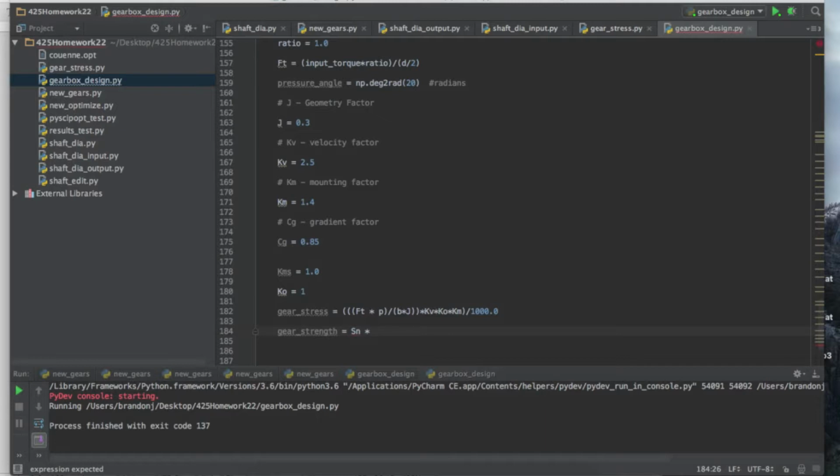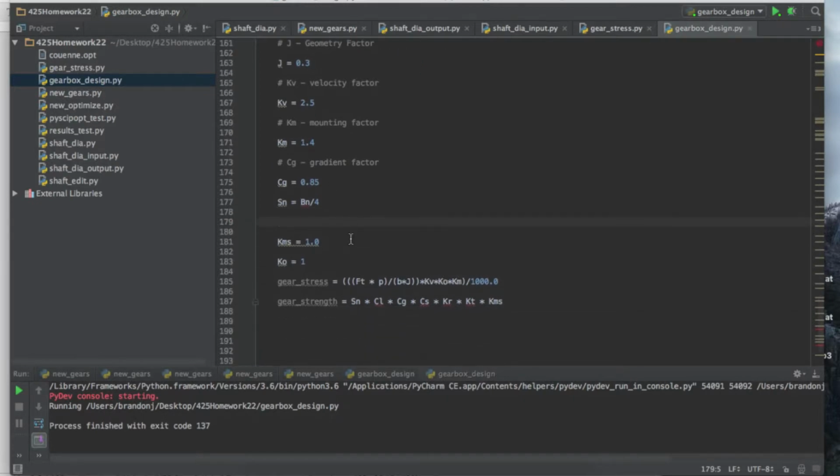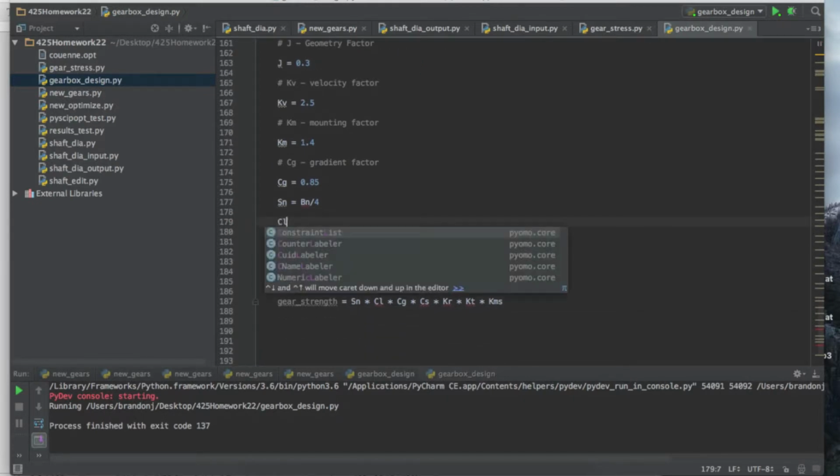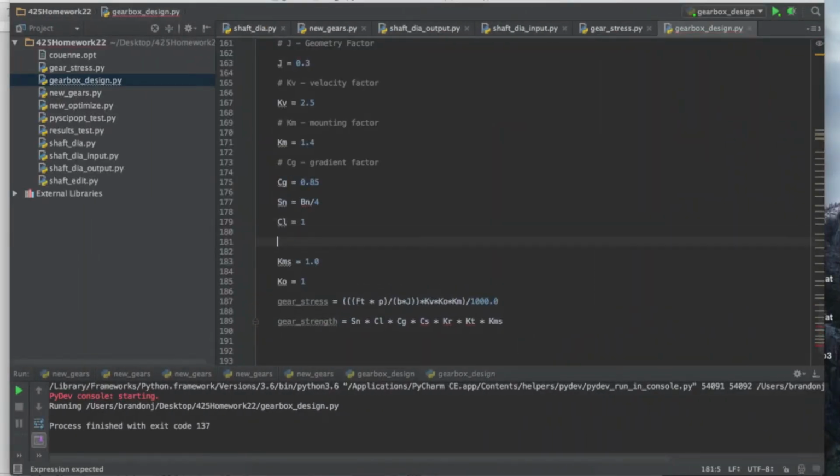Sn times Cl times Cg, Cs, Kr, Kt, Kms. Okay, you'll see here that we don't have all those ones. So let's just go ahead, and Sn is going to be Bn divided by 4. We'll define Bn here in a second. And we'll do Cl. Let's see what that one was. The Cl is a 1, load factor. Kr, this is a reliability factor, 0.753. You can calculate a different reliability factor if you want.